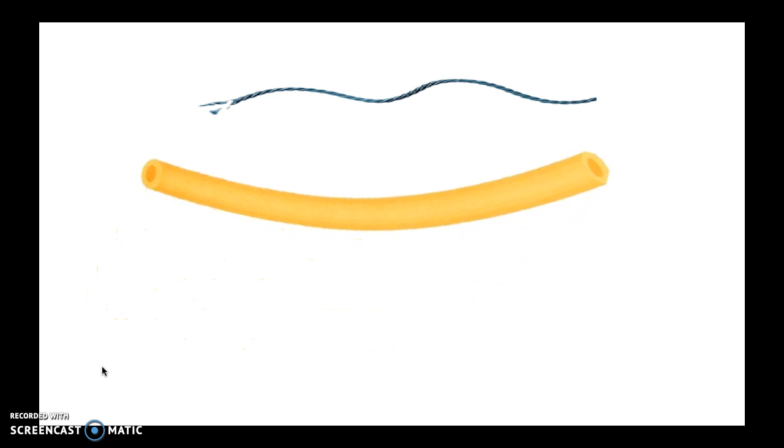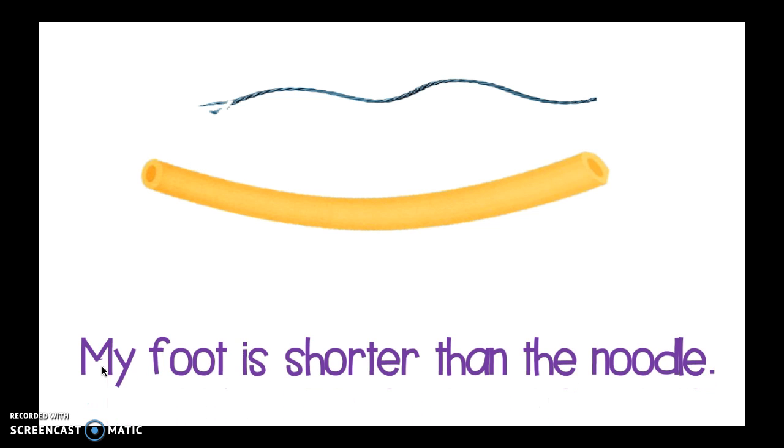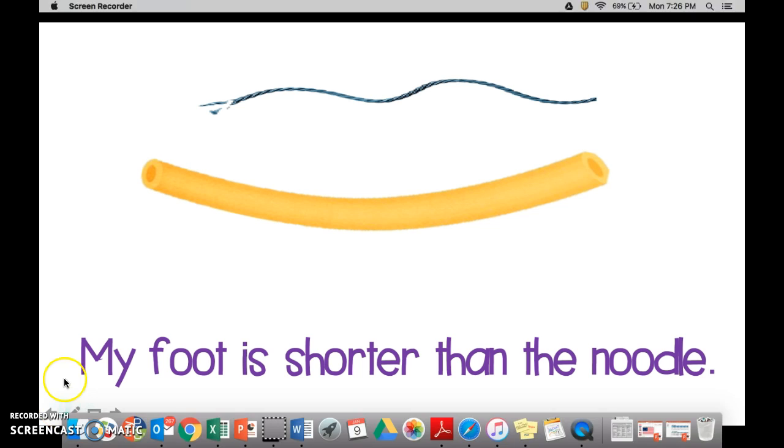All right. Now look at the string that represents my foot and compare it to the noodle. What could I say? My foot is shorter than the noodle or my foot is longer than the noodle? What do you think? I totally agree. My foot is shorter than the noodle. Because if you see how I lined up the two endpoints, the other end, the noodle, is way longer than my foot. Good job. You're doing such a good job with comparing and saying longer than, shorter than, or the same length as. Let's try another one.